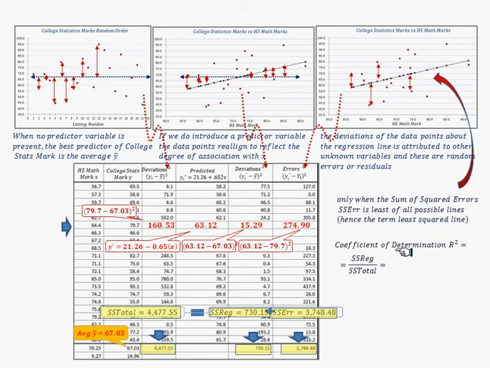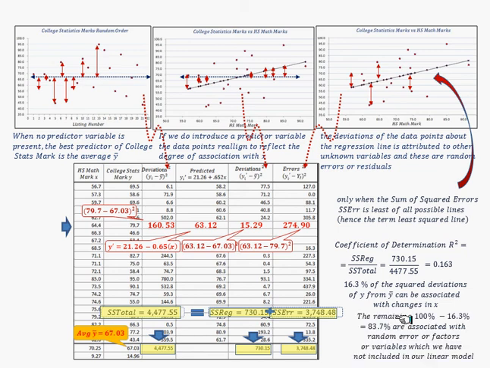Now look at the coefficient of determination. It is the ratio of this value, 730.15, over the total sum of squares. There we have it. As you can see, it's very small. It's saying that this twisting is small relative to the data points themselves. 16.3% of the squared deviations of y from y bar can be associated with changes in x. The remaining 83.7% are associated with random errors or factors or variables which we've not included in our model.